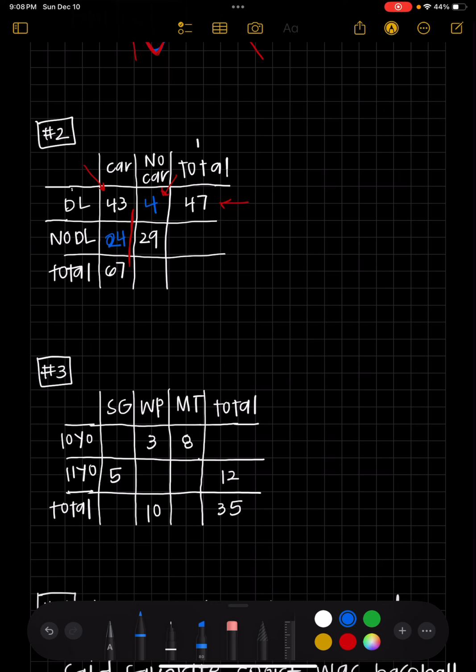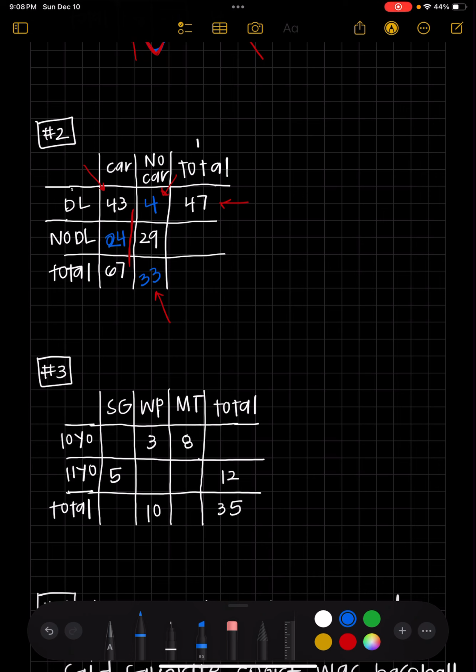Now we can go on to the second column, and the second column is really similar to that first example because you have the amount of people with a driver's license and the amount of people with no driver's license. So to find the total amount, which is in this box right here, all we have to do is add 4 and 29. So 4 plus 29 gives me 33, and I know that there's a total of 33 people that do not own a car. Now I basically have everything. I just have to fill out these last 2 boxes on the total column.